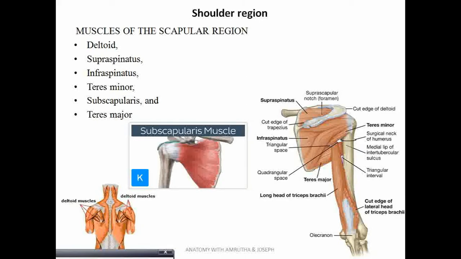So today we'll be talking about the shoulder region. In the last class we saw the upper limb, the introduction and the pectoral region. If you have not watched that video, please watch that.